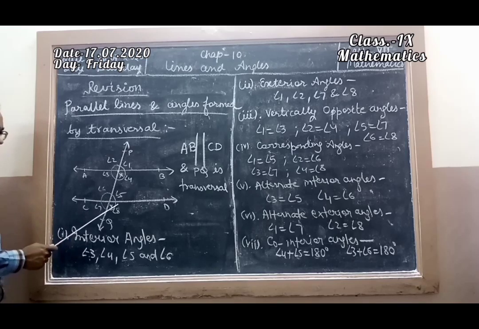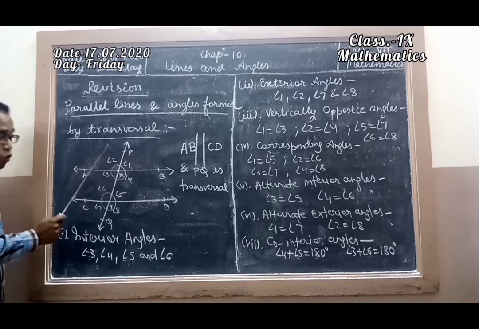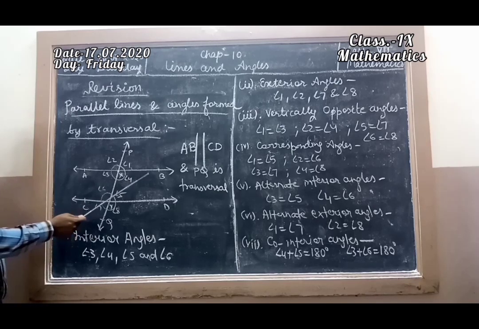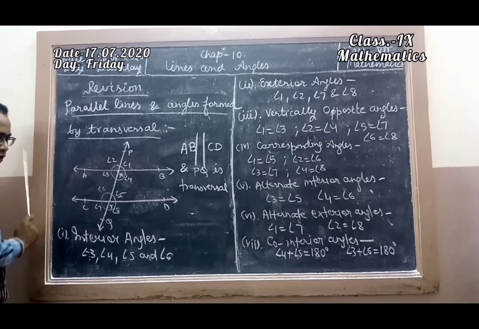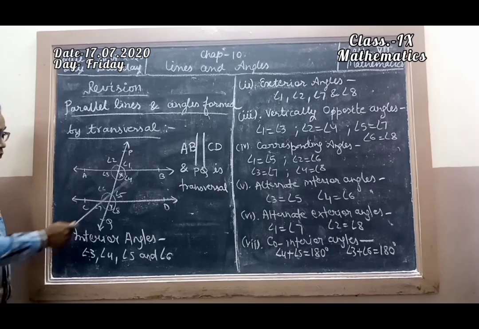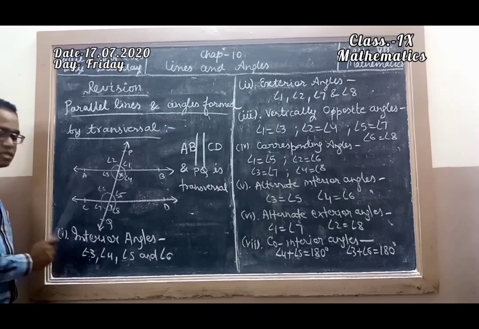Angle 1 and angle 5. These are two parallel lines and this is the transversal. So angle 1 is formed between the transversal and the line. Angle 5 is also formed between the transversal and the line. But this line is one and that line is the same.